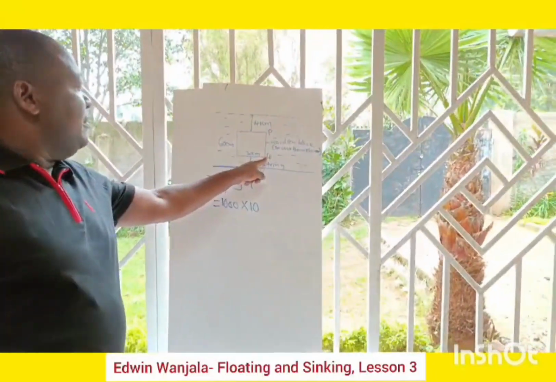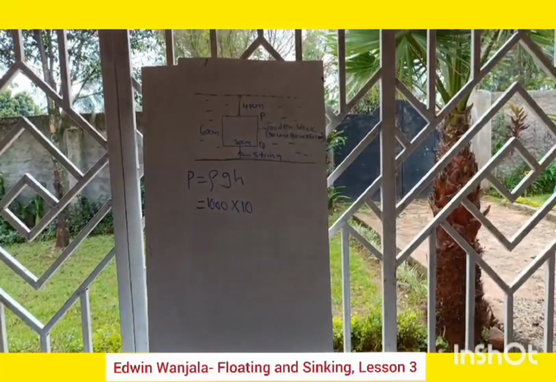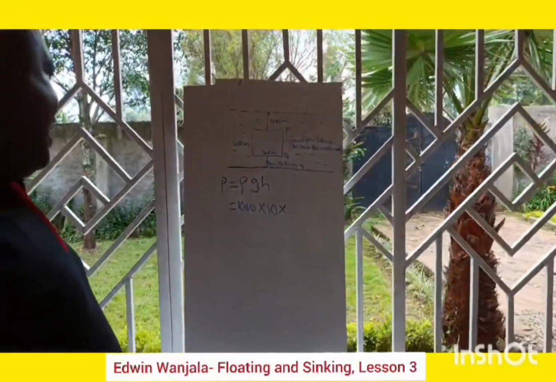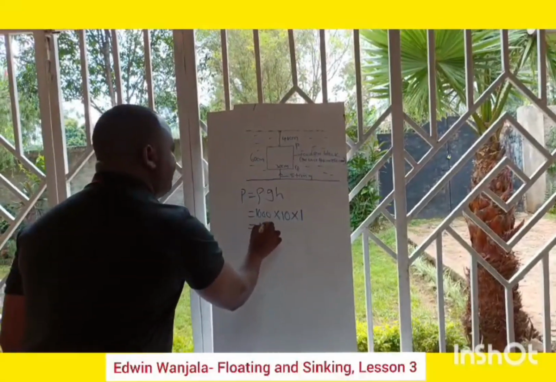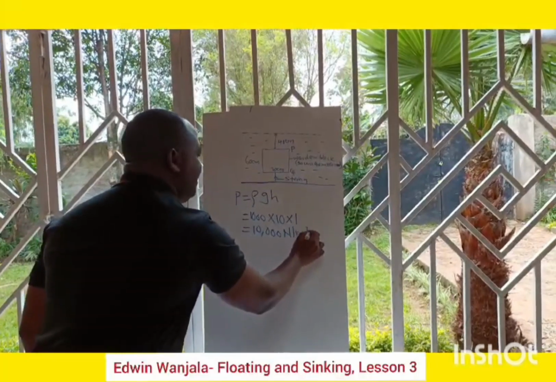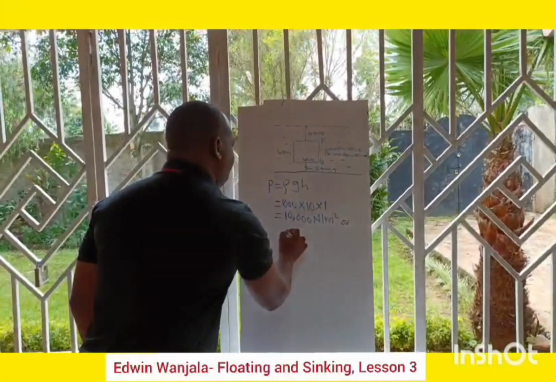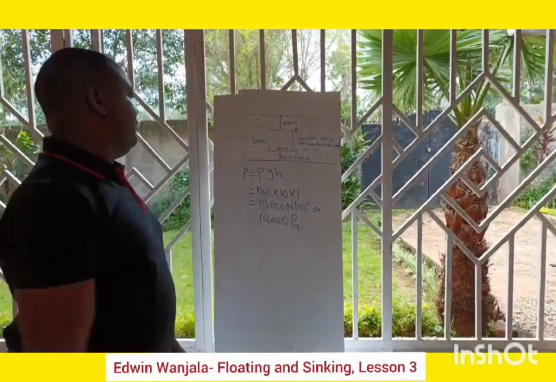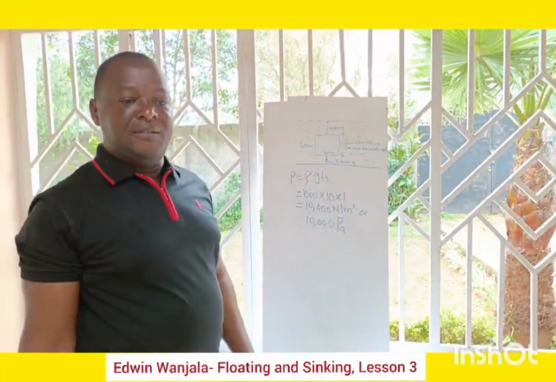Therefore, the depth up to point Q of the water is 100 centimeters, which we convert into meters by dividing by 100. So that gives us 1 meter. So when we multiply this, it gives us 10,000 newtons per square meter, or 10,000 pascals. That is the pressure at point Q, the bottom surface of the block.